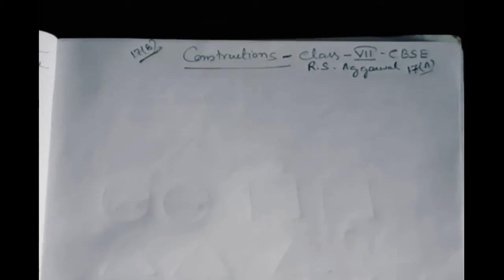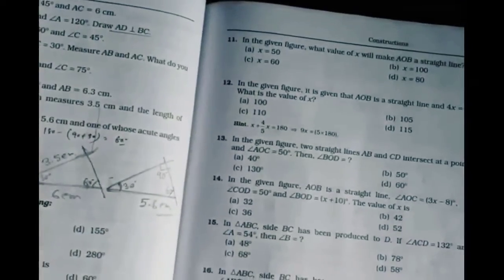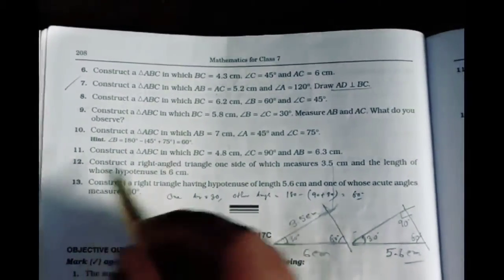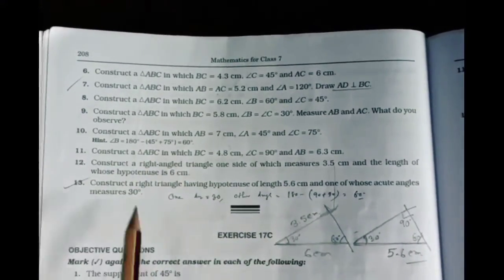So I am going to start exercise 17B. That is the construction of triangle, mainly the construction of triangle. So without delaying, I am just going to start it. So here comes the book of construction, exercise 17B. First come to the question. We will do question number 13.